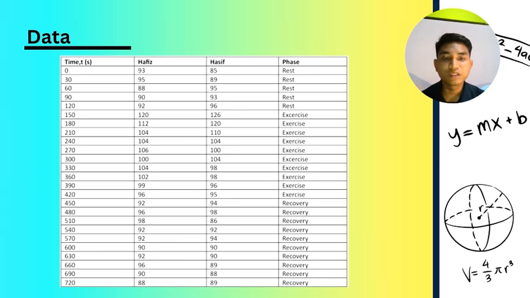So today I will present question 2.1, that is the Lagrange interpolation polynomial. First, we combine the data into three phases: rest phase for 2 minutes, exercise for 5 minutes, and recovery for 5 minutes. So this is the data for student A, Hafiz, and student B, Hasif.